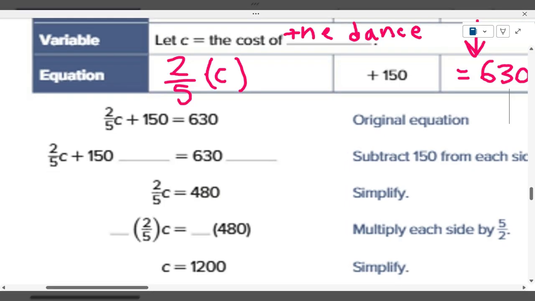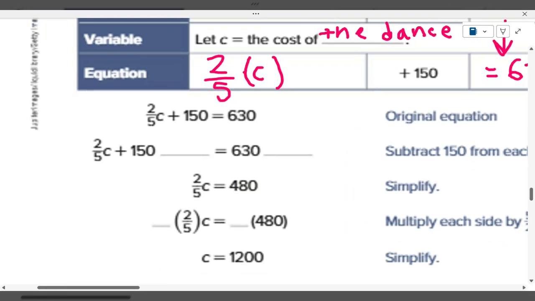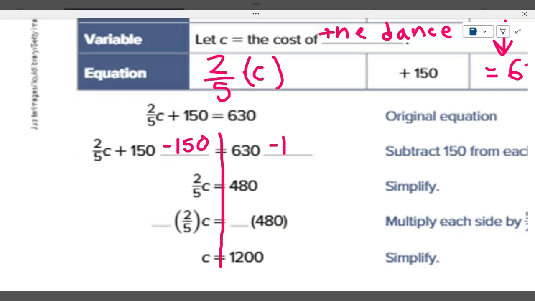So, okay, we want to get C by itself. And right now we've got a lot of things around C. So the first thing we're going to do is get rid of the outer layer, this 150. We're going to do the opposite. So if we have plus 150, we're going to subtract 150. And whatever we do to one side, we need to do to the other. Subtract 150 over here. These cancel out. That's the goal. That's what we want to do. Now 630 minus 150 leaves us with 480.